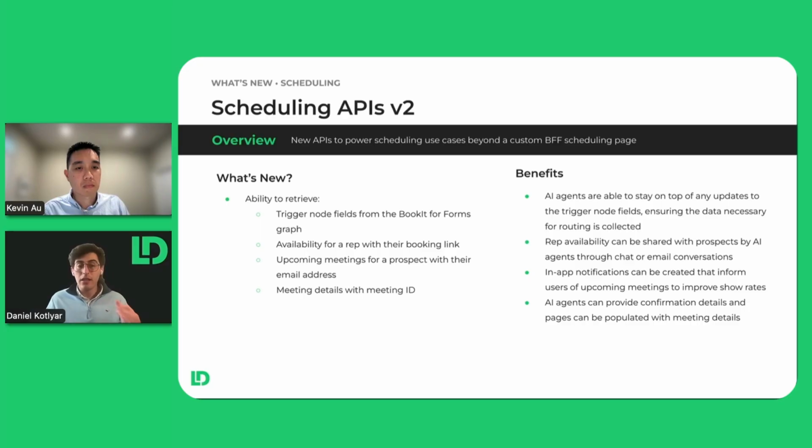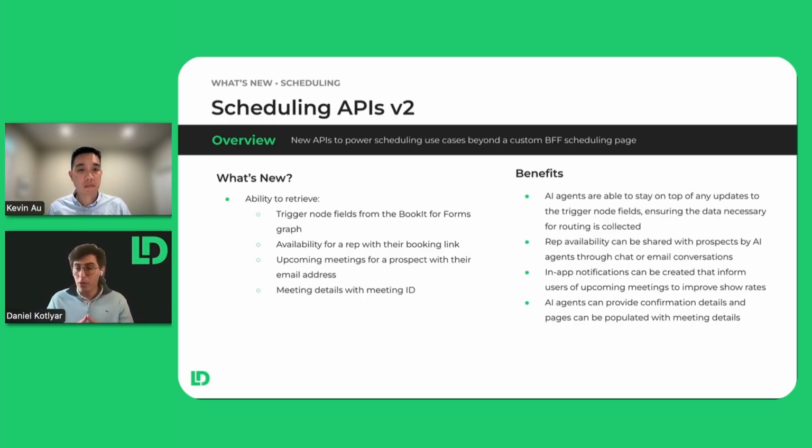The next one, availability for a rep with their booking link. Some of our customers are building AI agents that are able to do some sort of outbound email motions. And one of the things that we've heard is that sometimes you do want to insert availability time slots directly in that email body. It's more conversational and people like responding to those. So some of our customers have found success with that.